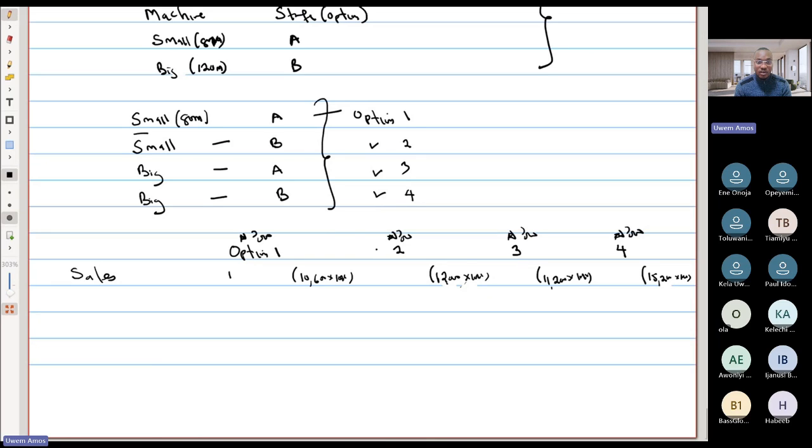So this is 106,000. This is 120,000. This is 112,000. This is 152,000. But let me pause a little bit because the sales is actually the most important part of this big calculation for us. Does anyone have any concern or question on how we picked those values? Once you get that right, the other steps are pretty straightforward.